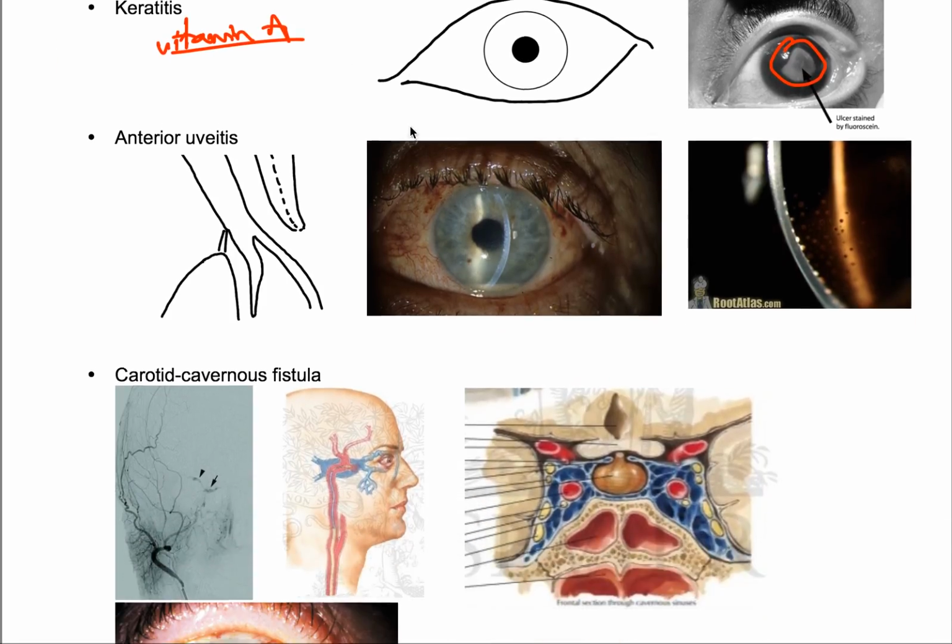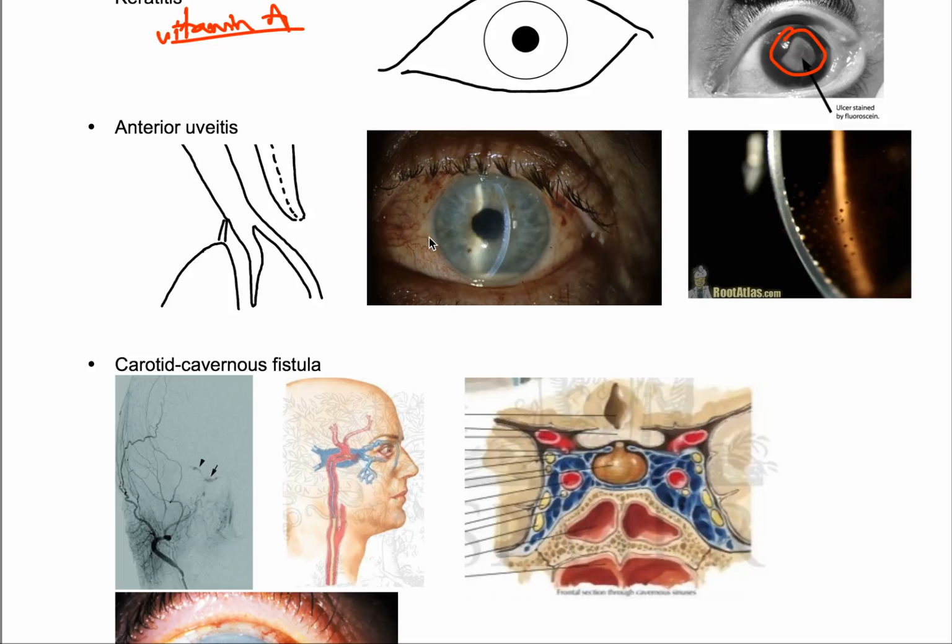A patient with anterior uveitis will also tend to have a red eye. Anterior uveitis is associated with HLA-B27 disorders. And here you can see some of the flare, some extra protein in the eye. It's hard to see any actual white cells in this picture, but you can see keratitic precipitates here, accumulations of white cells sticking to the back of the cornea in this patient's inflamed eye.